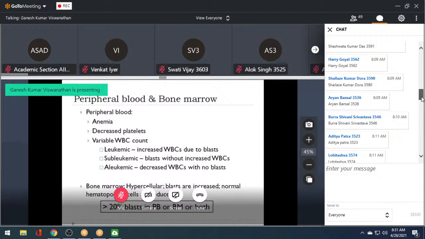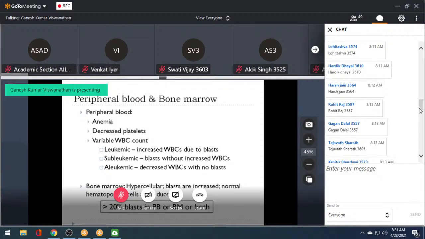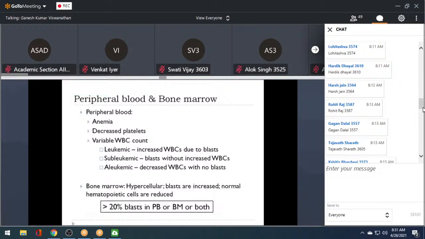There is something called a subleukemic presentation, in which actually the WBC count is reduced. Why does this happen? Because the blasts proliferate and stay within the bone marrow only. They don't come out to the peripheral blood. So you diagnose only when you do a bone marrow examination. Peripheral blood test alone cannot tell you the diagnosis. In all cases of acute leukemia, usually we do a bone marrow examination.